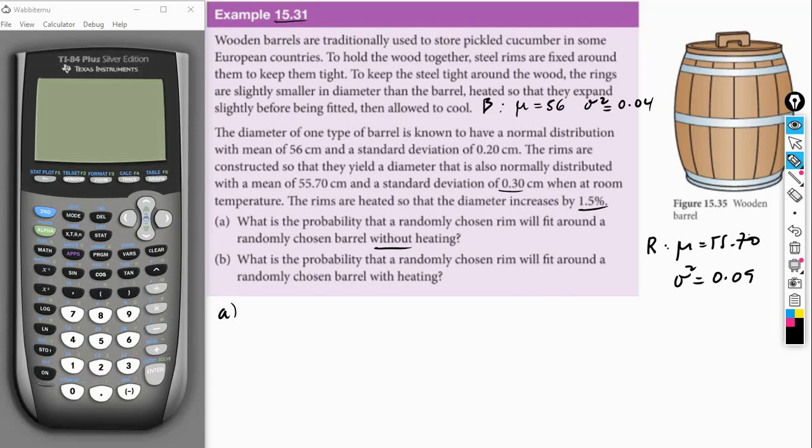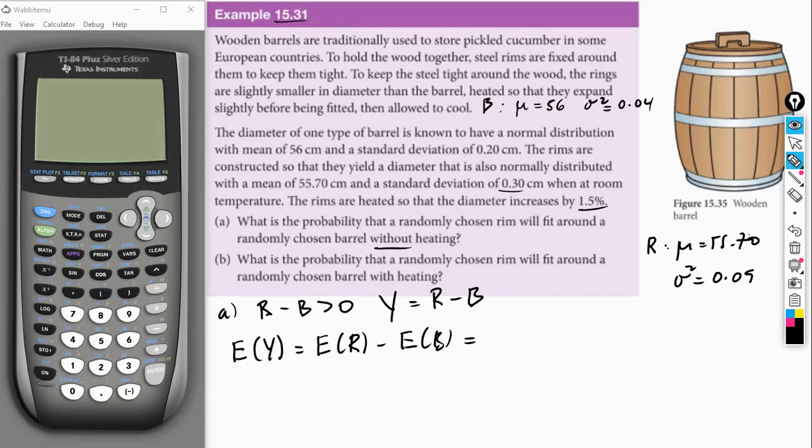Okay, so basically what we need here is for the diameter of the rim to be greater than the diameter of the barrel. In other words, the difference should be greater than 0. So let's name this new normal distribution as Y equals R minus B. And this will be normally distributed because R and B are also normally distributed. So notice that the expected value for Y is going to equal the expected value for R minus the expected value for B.